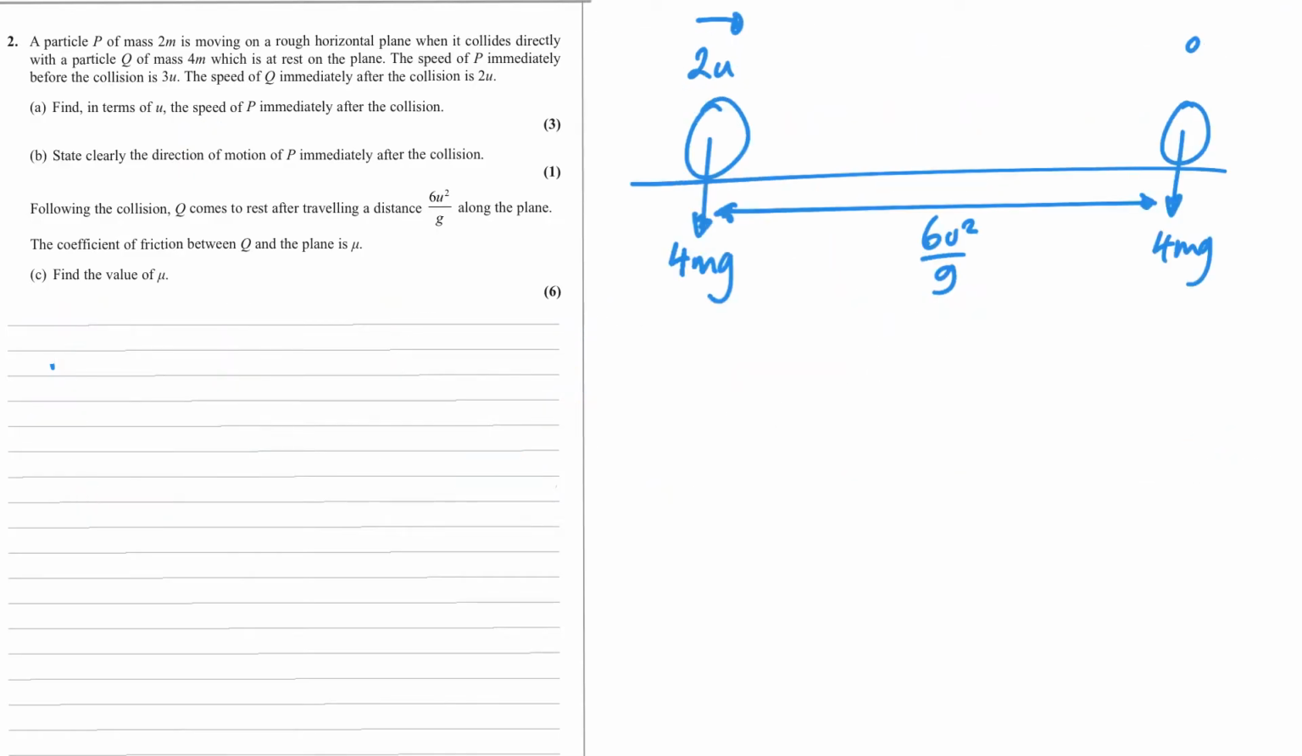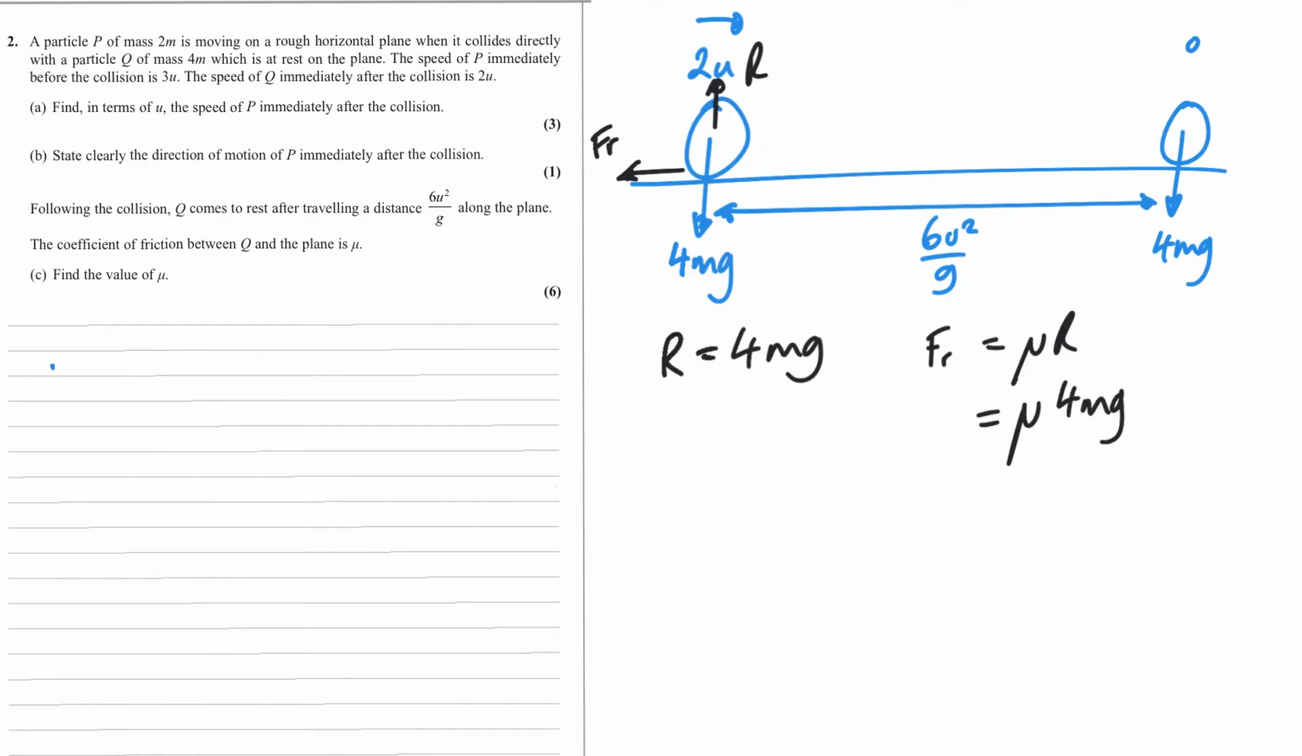So I like to always draw a sketch about what's happening. I also want to put in my normal reaction here. So R is going to equal that 4mg. I've got my distance and what's happening. Now friction must be acting in this direction. So my friction is going to be mu R. So it's mu times 4mg. And this friction is the only force acting on it. So I'm just going to keep it as an F.